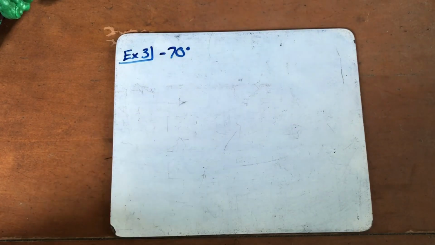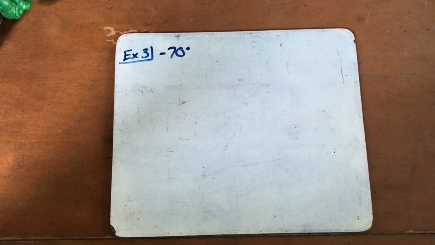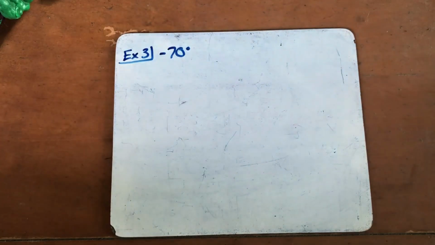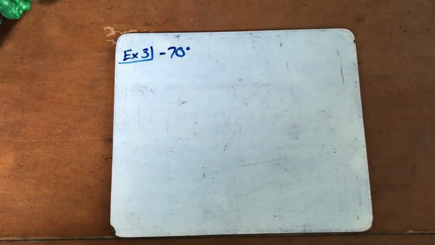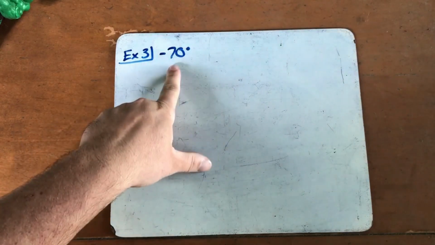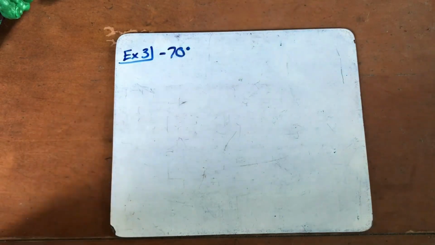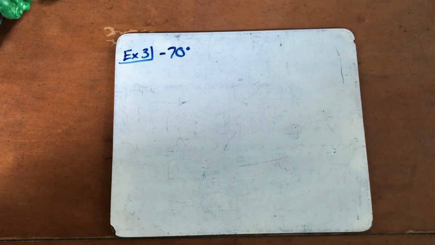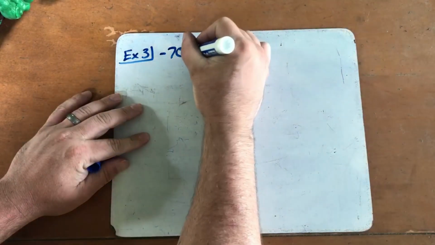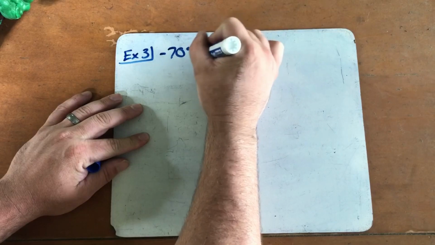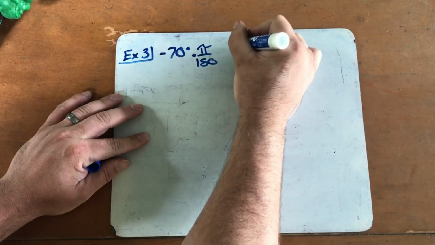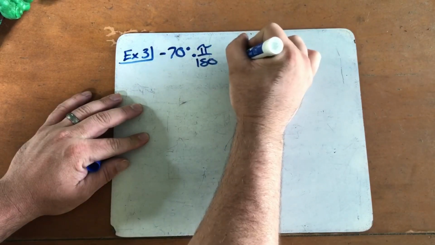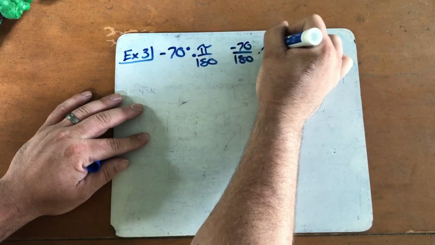So if it's a positive, I'm rotating counterclockwise. Negative would be a clockwise rotation. But from here, I just do the same thing. If the degree measurement is negative, then the radian measurement is going to be negative. So I can multiply by pi over 180, which also can be written as negative 70 over 180 times pi.